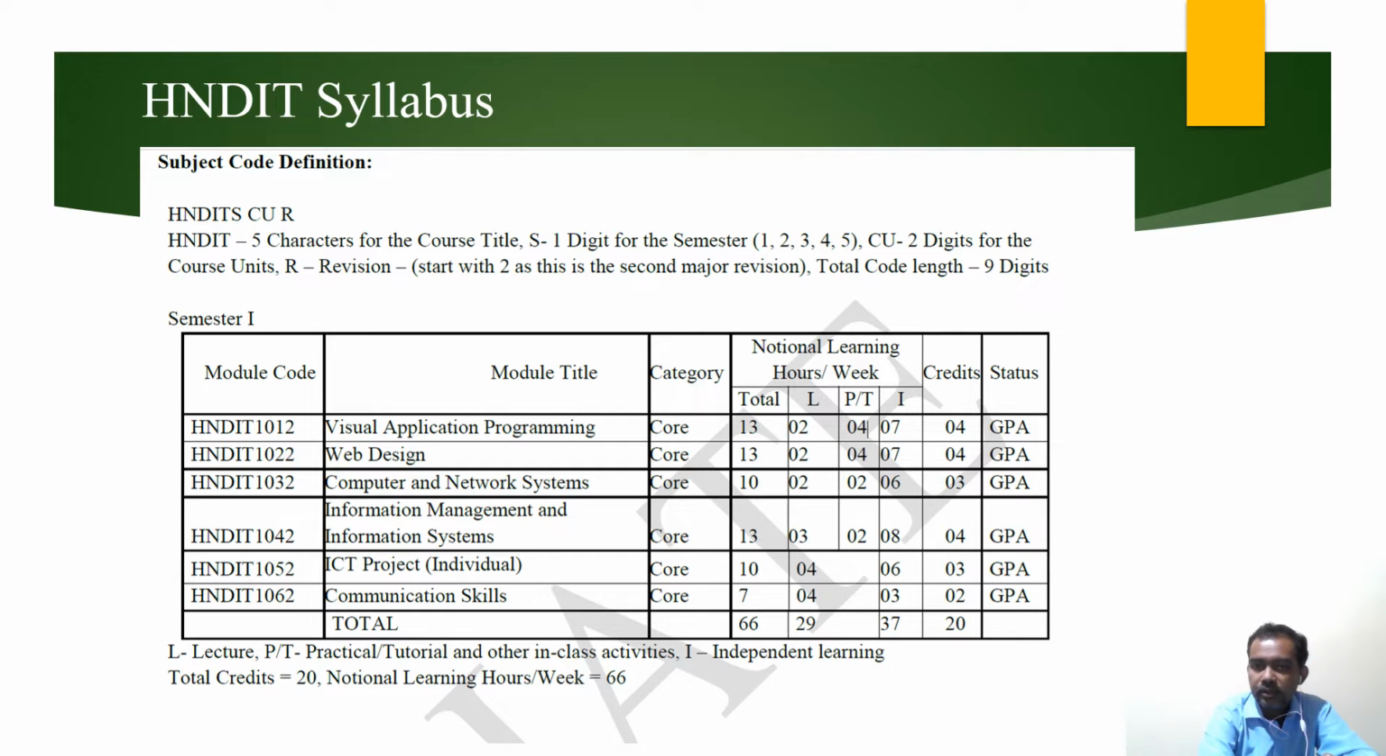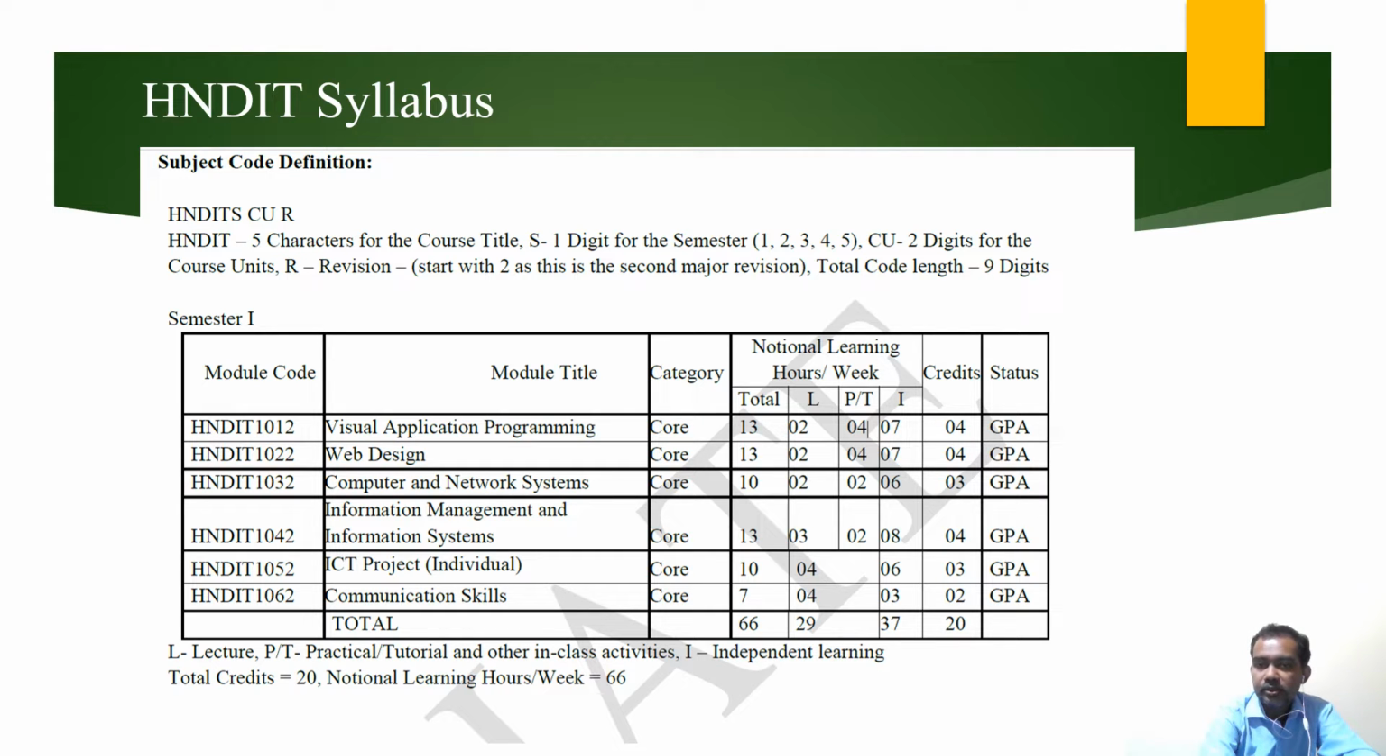First I'll start from here. Capital L means lecture hours. Visual Application Programming has 2 lecture hours per week. Then P/T means practical or tutorial. You can see number 4. That means 4 practical hours per week. And capital I is independent learning. That would be done by yourself, on your side. We expect you will learn 7 hours per week for this subject.